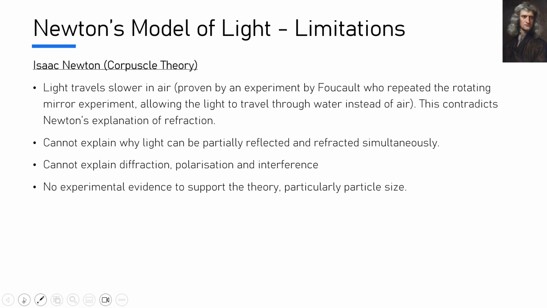And the big fundamental thing here that kind of didn't help Newton's case was that there was no real experimental evidence to support his theory, particularly the part about the particle size and diffraction. So while he did come up with a few good explanations that made sense based on his prior learnings of classical physics, experimental evidence wasn't really there to back him up.